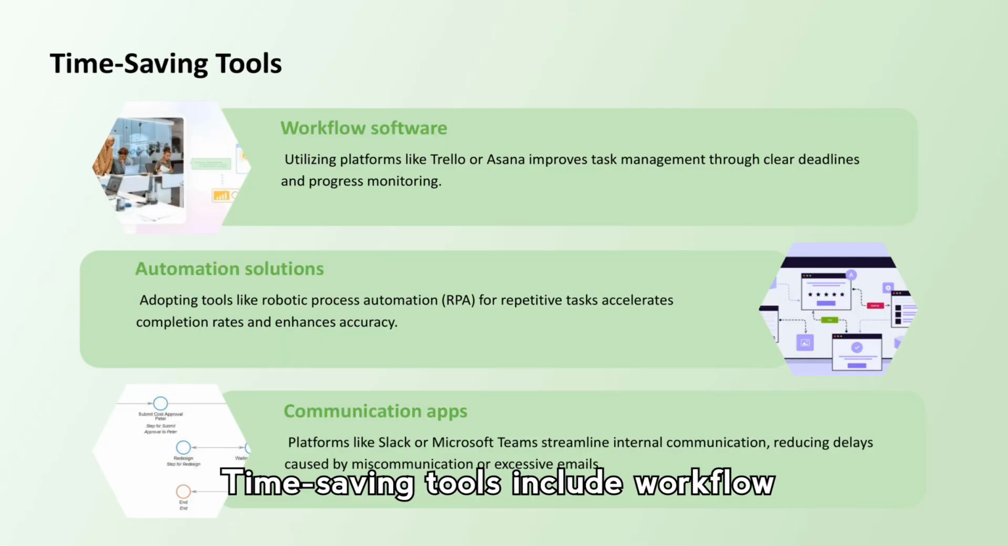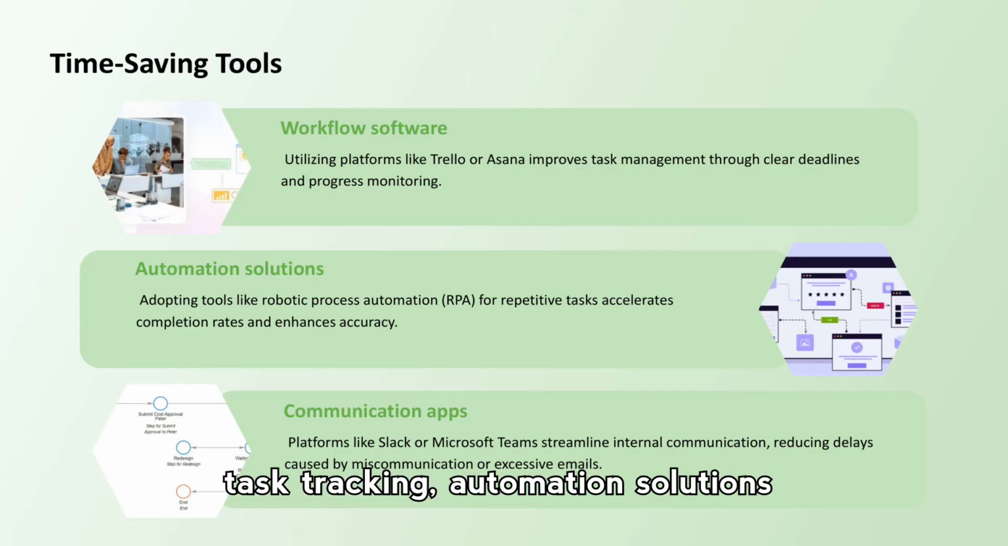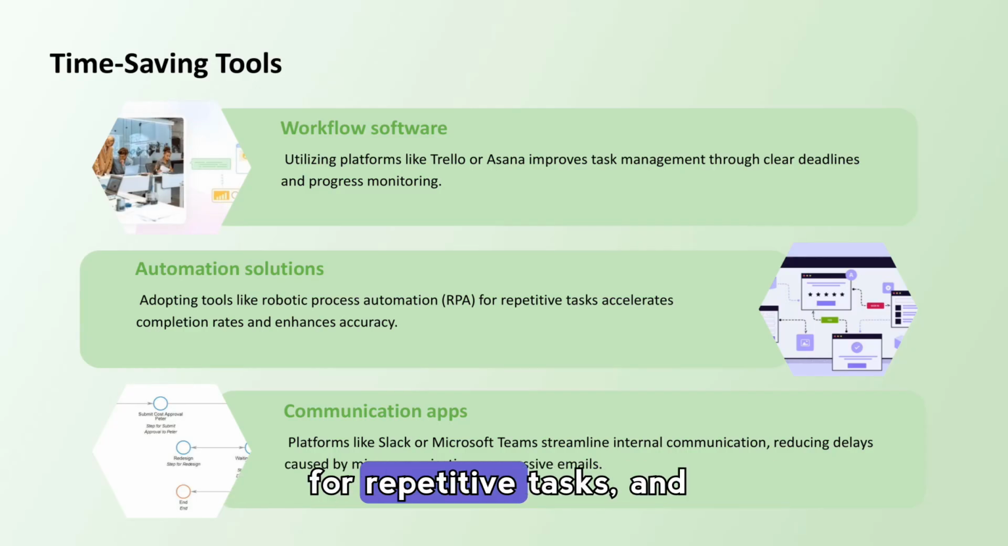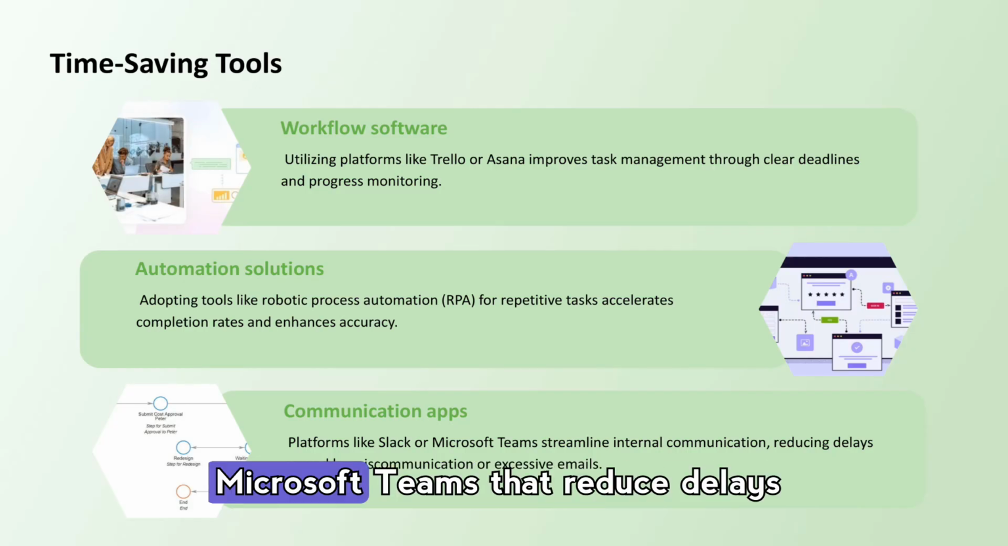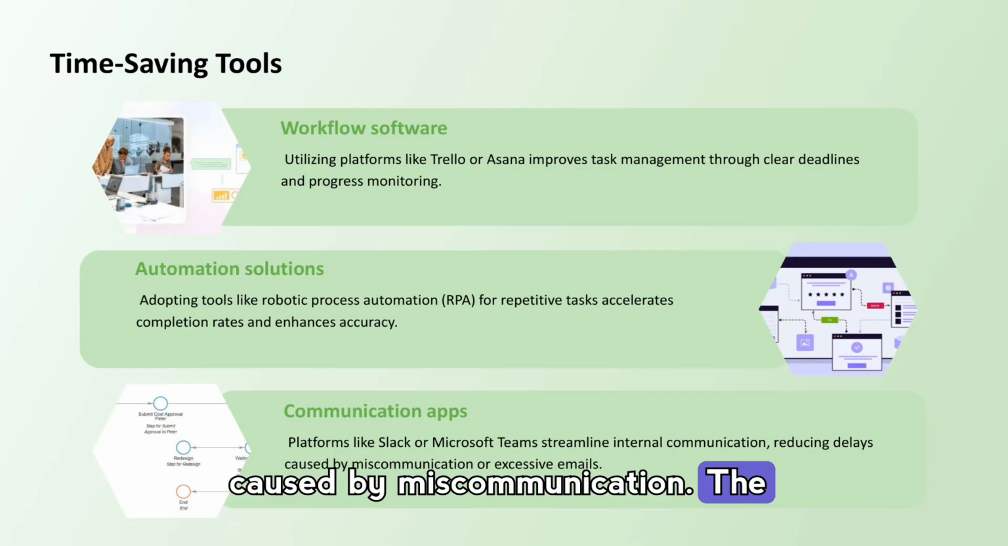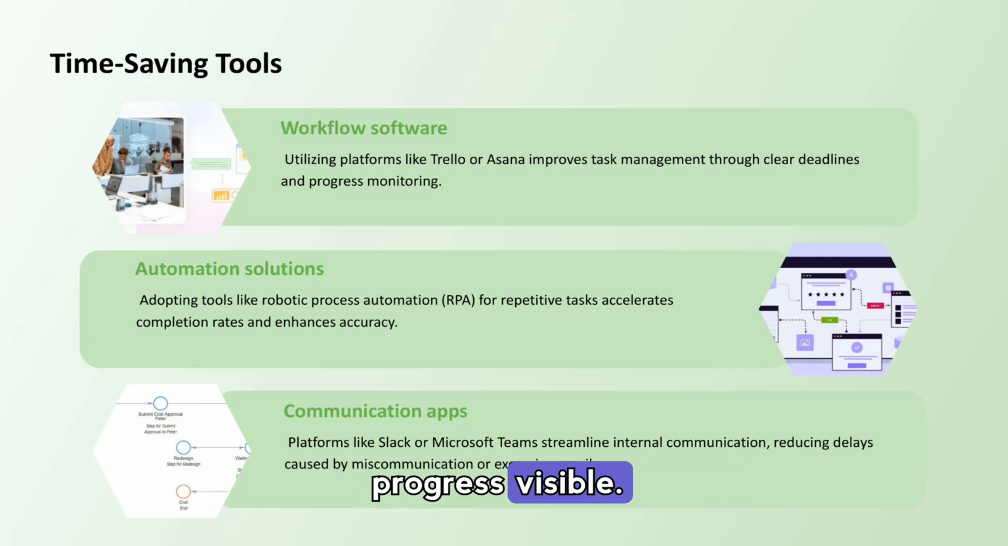Time-saving tools include workflow platforms like Trello or Asana for task tracking, automation solutions such as robotic process automation for repetitive tasks, and communication apps like Slack or Microsoft Teams that reduce delays caused by miscommunication. The slide visuals show how these tools speed coordination and keep progress visible.